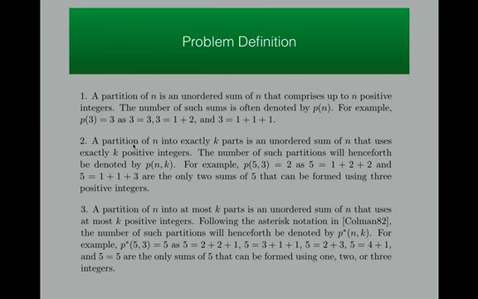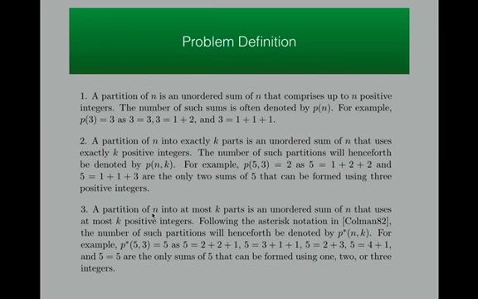A partition of n into exactly k parts is an unordered sum of n that uses exactly k positive integers. We will denote that number by Pnk. For example, P53 is equal to 2, and of course P53 represents the number of partitions of 5 into exactly 3 parts, and this is equal to 2, as we can write 5 in exactly 2 ways as a sum of positive integers, and those are 1 plus 2 plus 2 and 1 plus 1 plus 3.